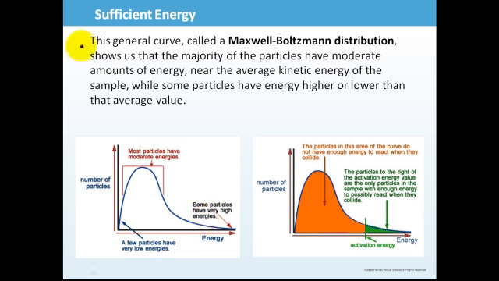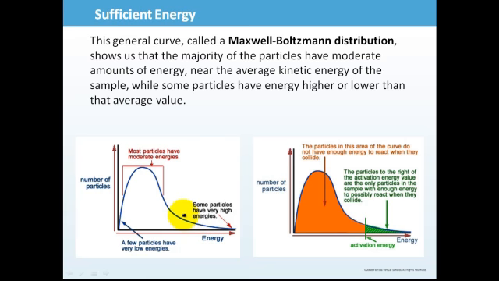All right, so to look at sufficient energy, we're going to use a Maxwell-Boltzmann distribution curve. Basically, if you look down here on the bottom, this is simply a curve where we have energy on the x-axis, and then we have the number of particles on the y-axis. You'll notice that we have a small amount of particles with low energy, but the curve quickly goes up, which tells us we have lots of particles in this moderate energy range. And then we start coming back down, and we have fewer and fewer particles with higher energy.